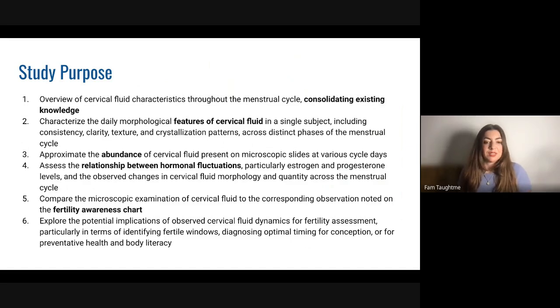But the first thing was, let me consult about cervical fluid. It's really not that much. Characterize the features of the cervical fluid of my own and approximate the abundance of it. And then I wanted to know, what's the relationship between the types of fluid I saw and my menstrual chart.